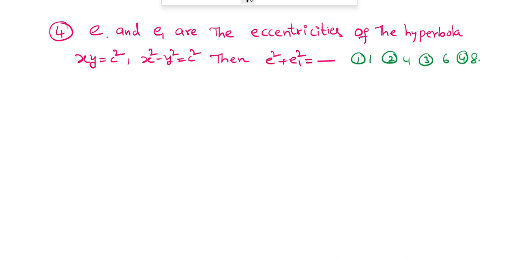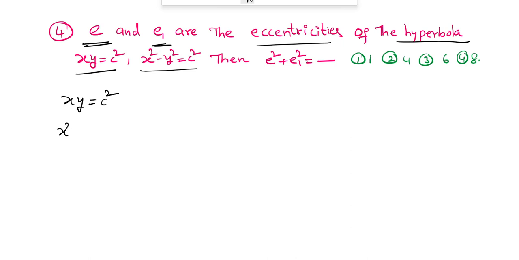This is the fourth question. E and E1 are the eccentricities of the hyperbolas xy = c square, x square minus y square = c square. Then E square plus E1 square is equal to dash. Here the given hyperbolas are xy = c square and x square minus y square = c square. This is a rectangular hyperbola.